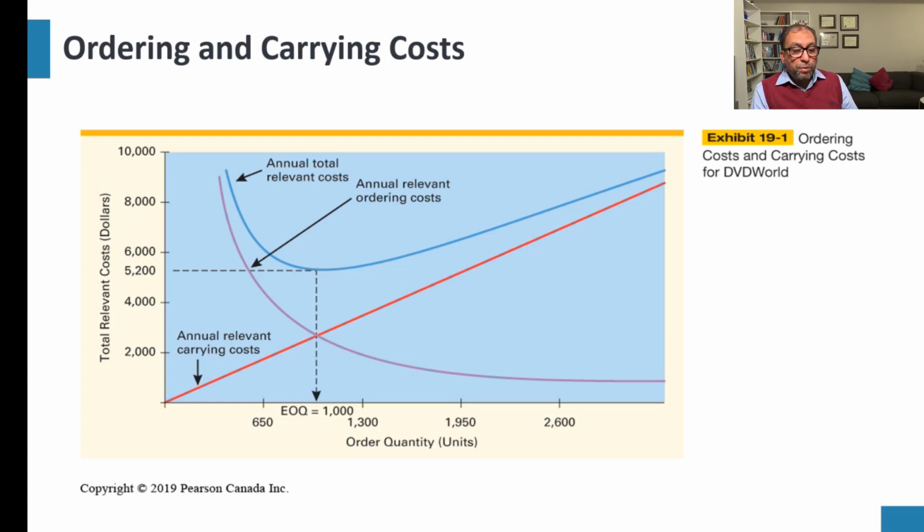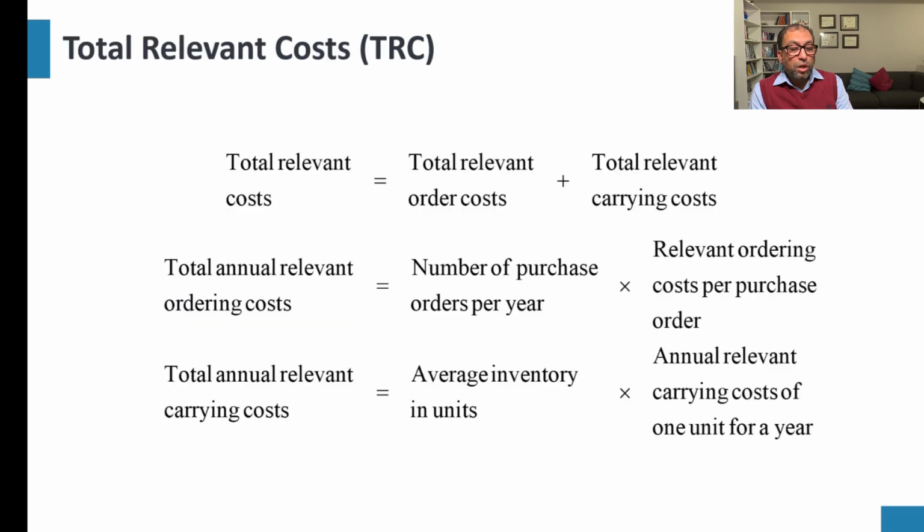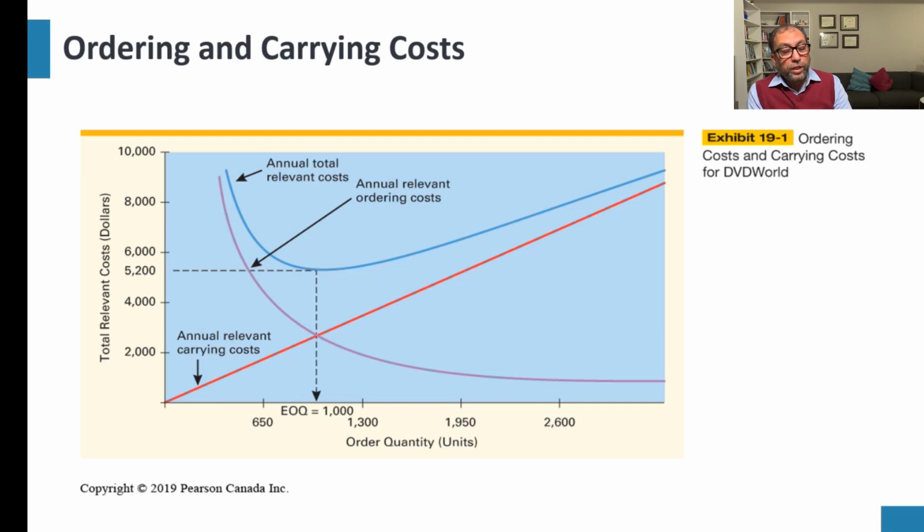And this graph represents order quantity in units and total relevant cost in dollar terms. We see that EOQ is 1000, where the annual relevant carrying cost and the relevant ordering cost are equal, right? Storage cost or carrying cost, right? So this is the way that we figure it out. That's economic order quantity. And if we look at the total relevant cost, it is minimum here.